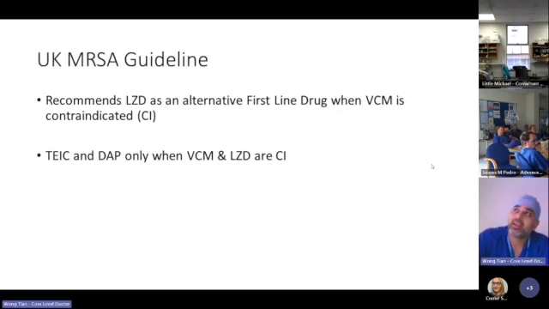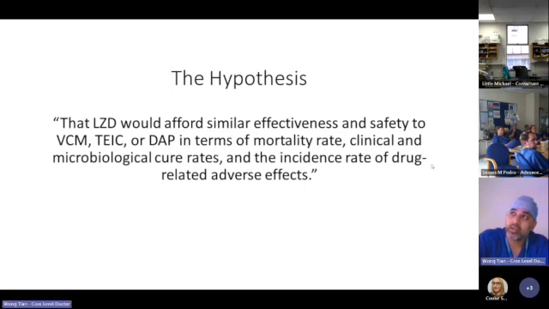So the UK MRSA guidelines currently stand, they recommend linezolid as an alternative to the first line drug when vancomycin is contraindicated. And then they recommend that teicoplanin and daptomycin are used only when vancomycin and linezolid are. So the hypothesis of the paper is that linezolid would afford similar effectiveness and safety to vancomycin, teicoplanin, and daptomycin in terms of mortality rates, clinical and microbiological cure rates, and the incidence rate of drug-related adverse effects.